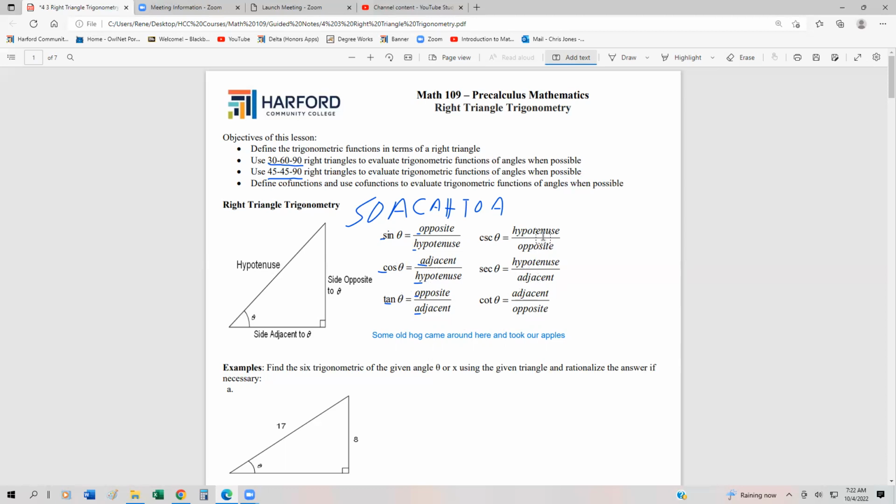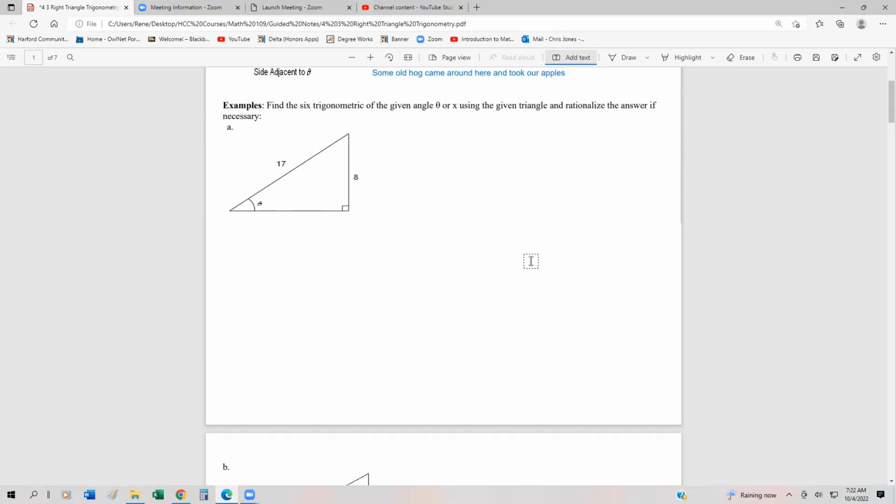A typical problem that you'll probably see in your exercises as well as on an examination is that you're given a triangle and you have to find the six trigonometric functions of the given angle. And of course, you want to try to rationalize. The first thing we want to do is define what the opposite, adjacent, and hypotenuse are. First, we notice that the side opposite the right angle is 17, so our hypotenuse in this example is 17.